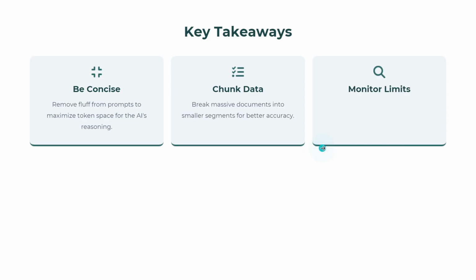Now, the third is what? Choose the right model. For deep research or legal analysis, use models with large context windows like Claude 3.5. For quick emails, a smaller or cheaper model is more than enough. All right. So with this, you can actually monitor your limits. When you master the tokens and control the memory, you will significantly enhance your productivity.